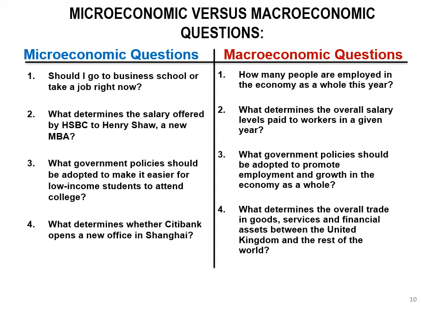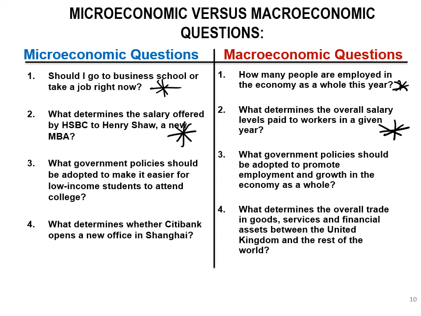Let's look at some microeconomic questions versus some macroeconomic questions. I have some examples here. A microeconomic question could be, should I go to business school or take a job right now? So that affects you. A macroeconomic version of this question would be, how many people are employed in the economy as a whole this year? A microeconomic question could be, what determines the salary offered to Henry Shaw, who's been employed by HSBC? He has an MBA. A macroeconomic version could be, what determines the overall salary levels paid to workers in a given year, to all the workers?